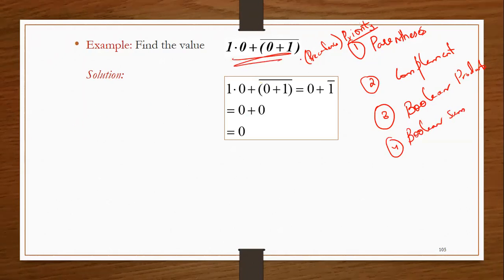0 plus 1 bar. So first we have to solve this parenthesis. What is inside the parenthesis? It is 0 plus 1, which will be equal to 1. So 1 bar. 1 bar will be equal to 0. 0 plus 0 is 0.